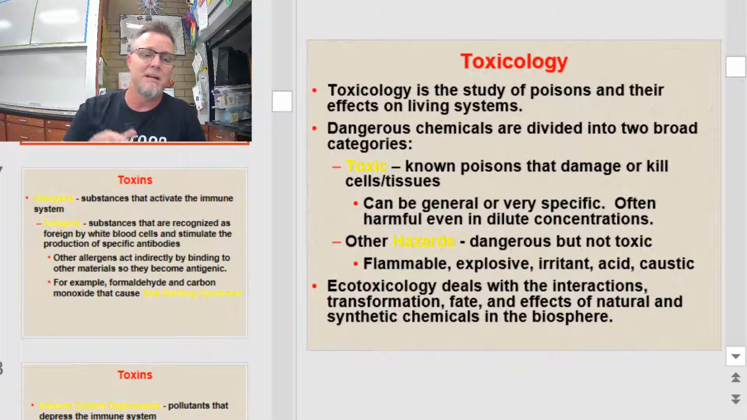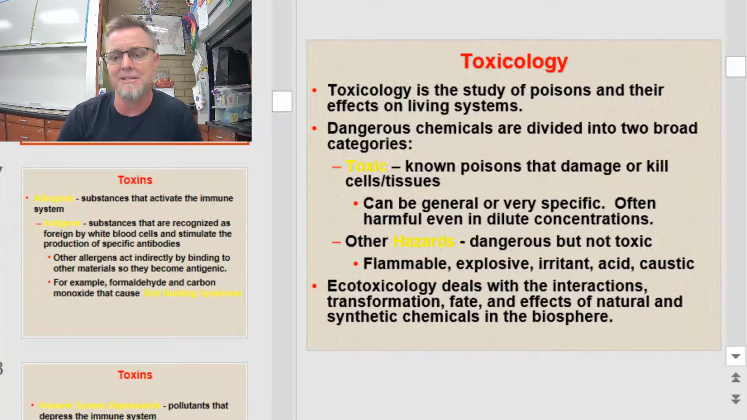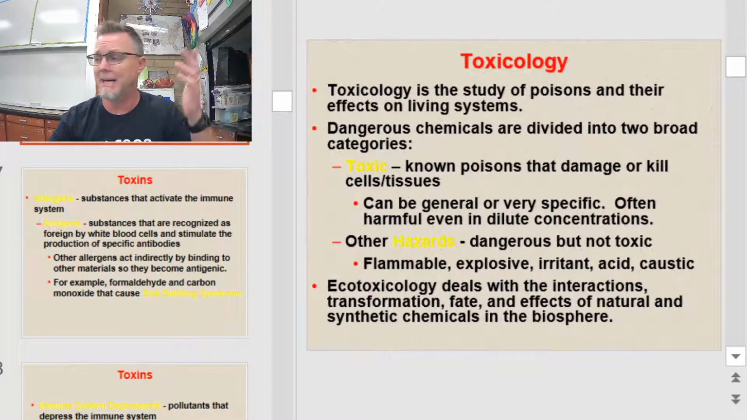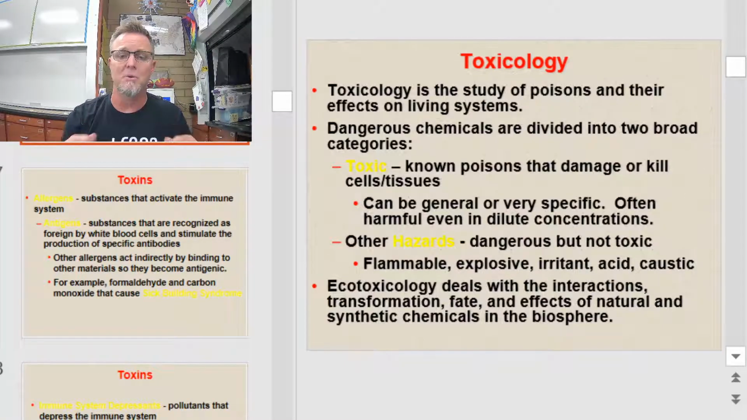All right, so toxicology is the study of poisons and their effect on living systems, right? So if you're studying how lead affects human beings, that's toxicology. If you're studying how mercury affects plant communities, that's toxicology. Toxicology is not just an area of science focused only on people. It's focused on poisons and their impact on any living system.